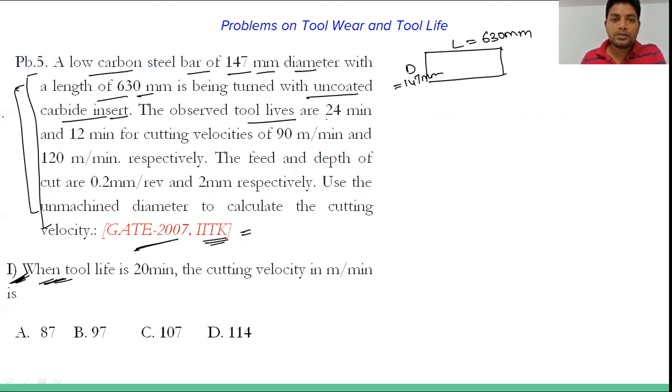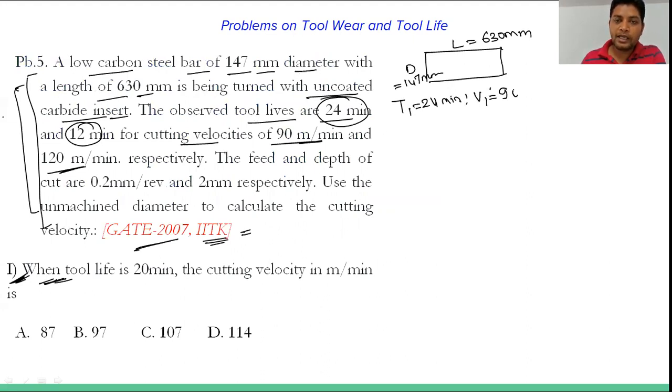The observed tool lives are 24 minutes and 12 minutes, means T1 and T2 are this one, for the cutting velocities of 90 meter per minute and 120 meter per minute. Means जो first tool life है आपकी, that is 24 minutes. Okay, and with respect to that जो आपकी cutting speed है, cutting velocity है, that is 90 meter per minute. ठीक है. T2 जो tool life है, that is 12 minutes. Okay, and with respect to that जो velocity है आपका, that is 120 meter per minute.